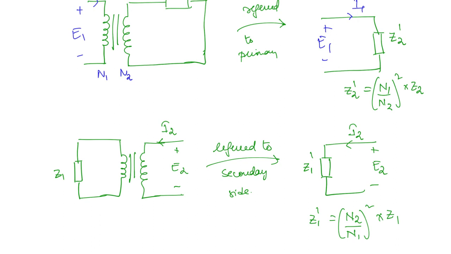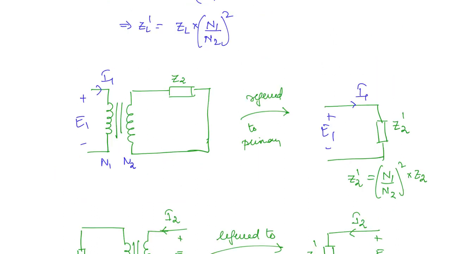So here you can see the difference. This is N1 by N2. So when you are referring from secondary to primary, what is coming in the numerator? The primary turns. When you are referring from primary to secondary side, then what is coming in the numerator? The secondary number of turns is coming in the numerator, okay. So this is the impedance transformation. Using this we can get an equivalent circuit which does not have the ideal transformer part anymore. Now with this information we will try to get the equivalent circuit referred to the primary side, okay.